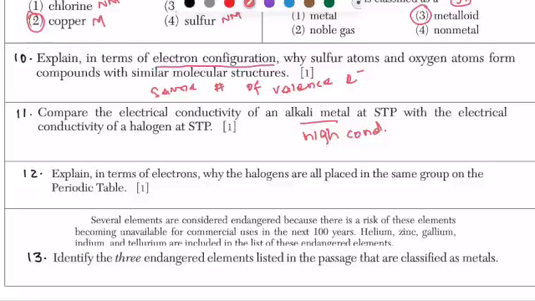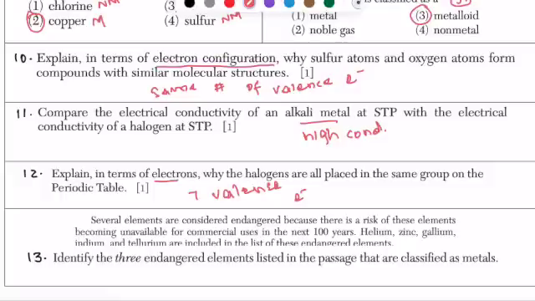Explain in terms of electrons why the halogens are all placed in the same group on the periodic table. So once again, this does not say in terms of properties. If it would have said in terms of properties, the answer would have been because they have similar properties. But now it says in terms of electrons, so you can just say because they all have 7 valence electrons. So the key here is to pay attention to the question.